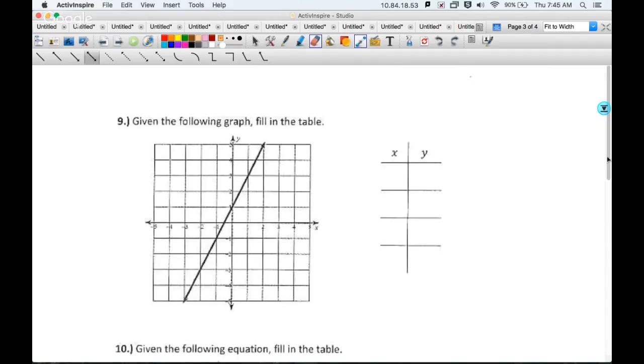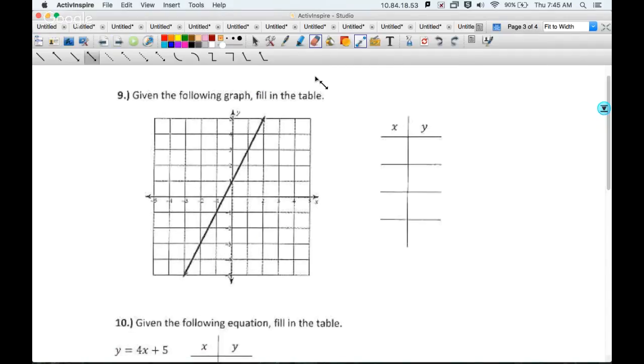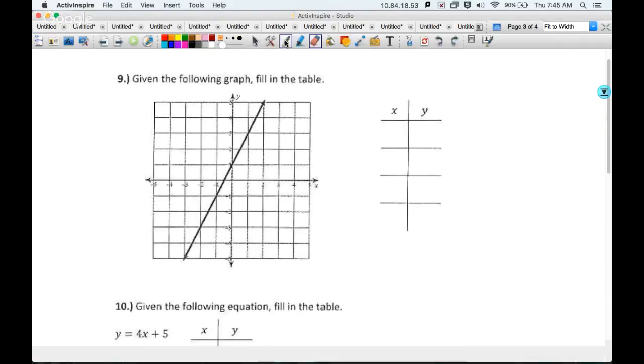All right. Given the following graph, fill in the table. So I'm going to look here, what x values are covered. I can pick anything from -3 to 2 because those are all covered. I'm just going to start at -2, then go to -1, 0, 1. Now to get the corresponding y value, I've got to go to -2 on my x-axis and then count down to my line. 1, 2, 3. I counted down, so that's a -3.